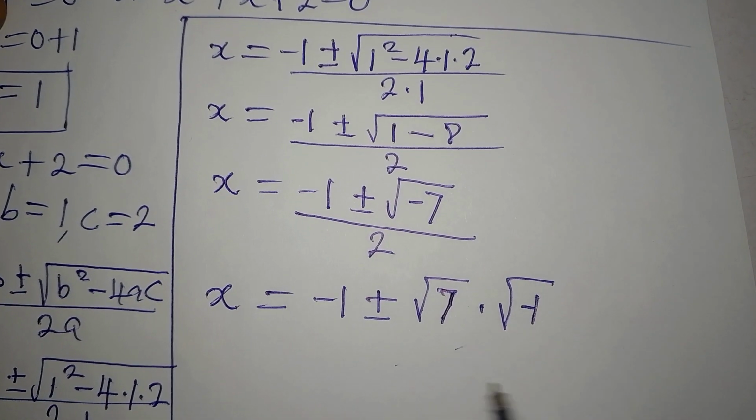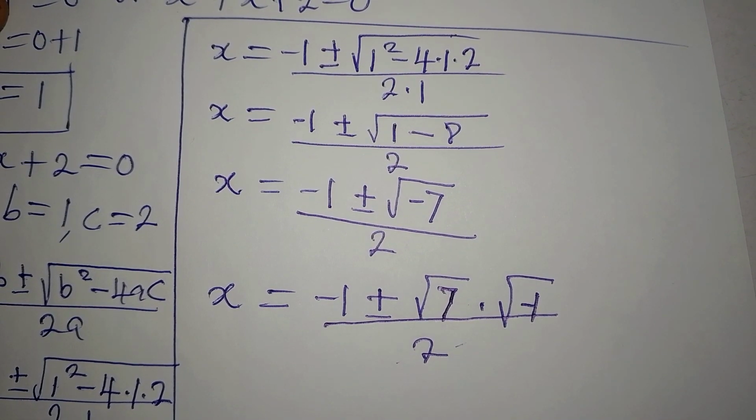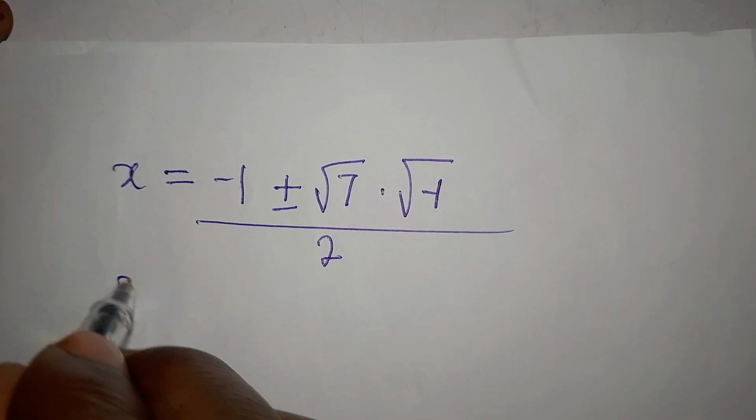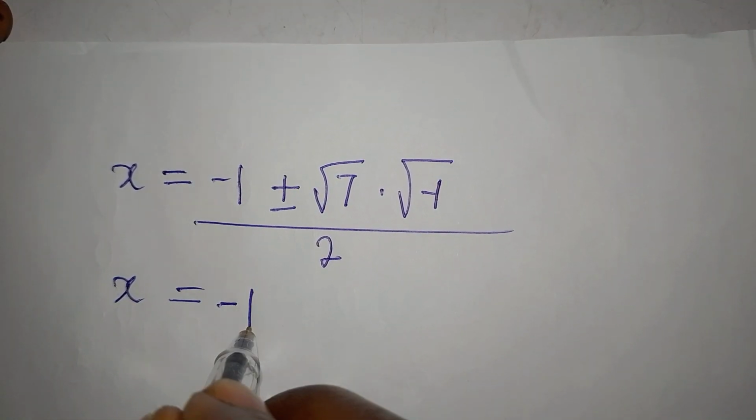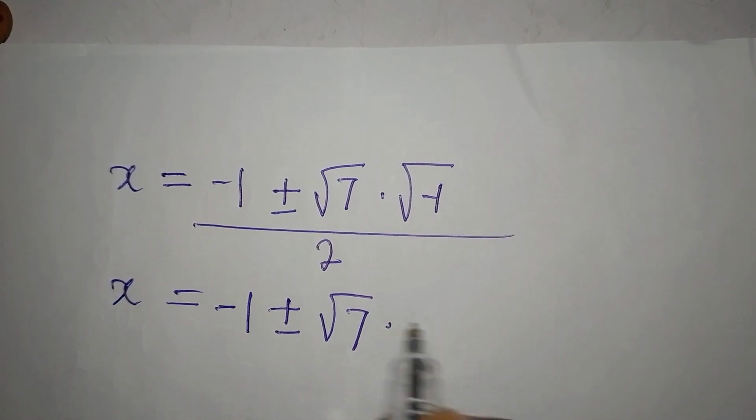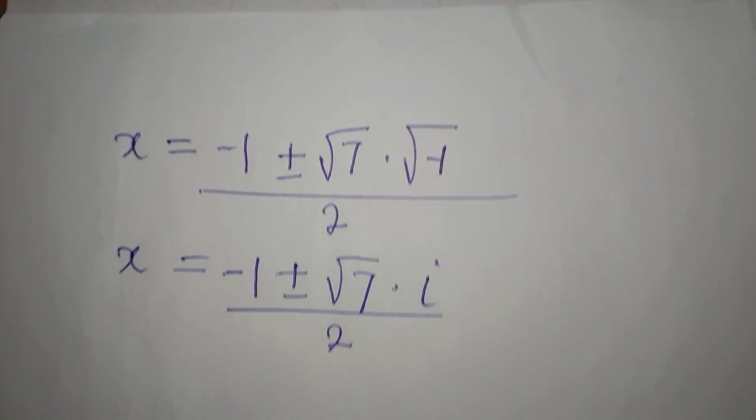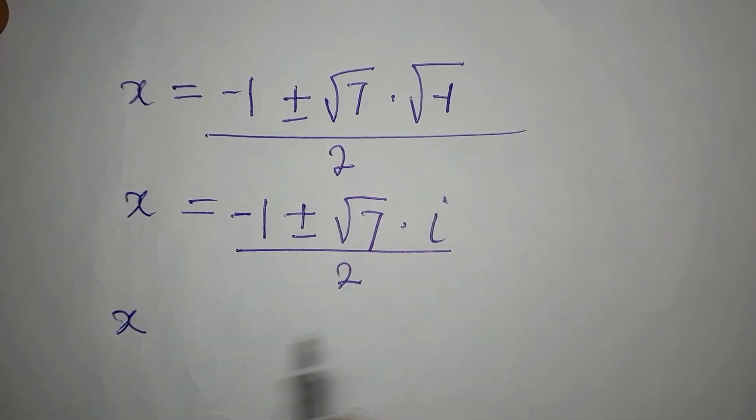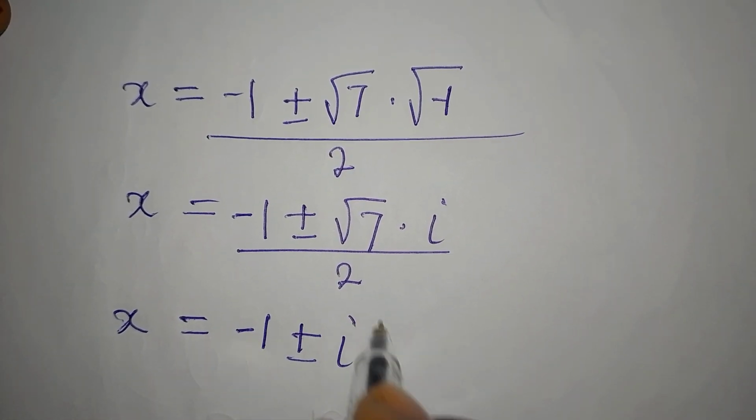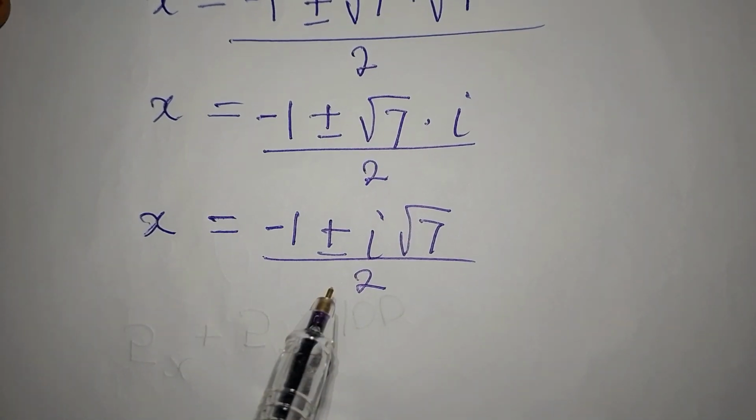Okay, so this is divided by 2. Okay, let's proceed. So from here now, x is minus 1 plus or minus root 7 times i. This is over 2. Okay, and then to rearrange this better, we have minus 1 plus or minus, we have i root 7 divided by 2. And this is a 2-in-1 solution.